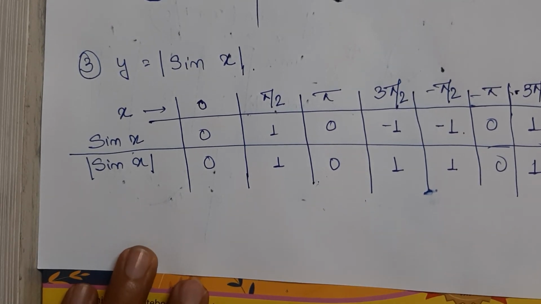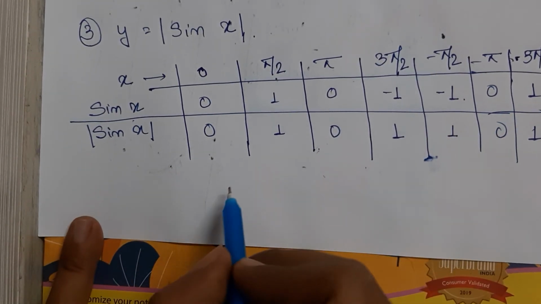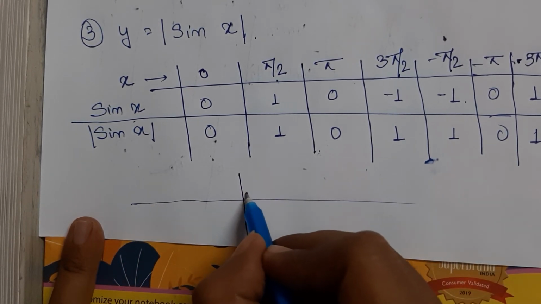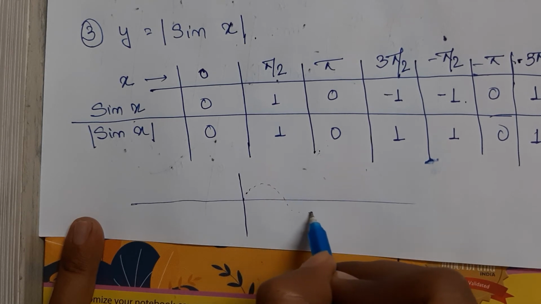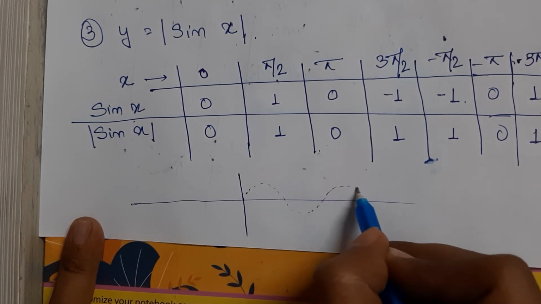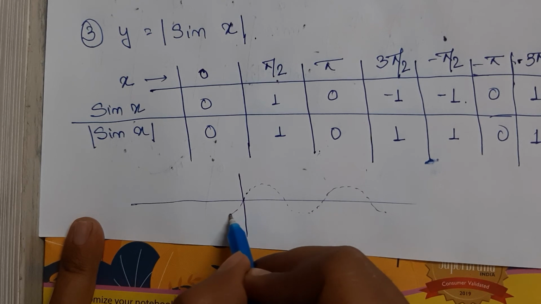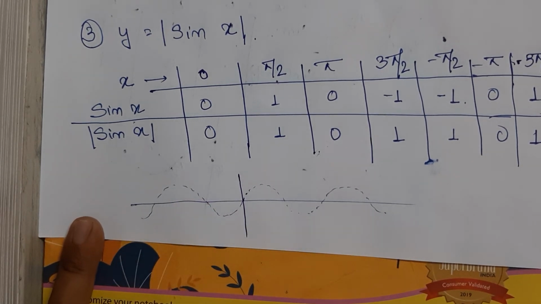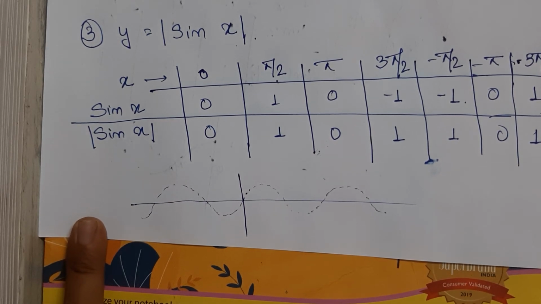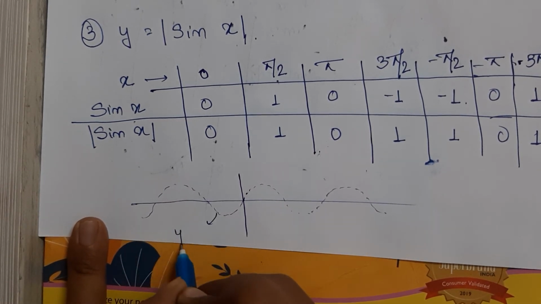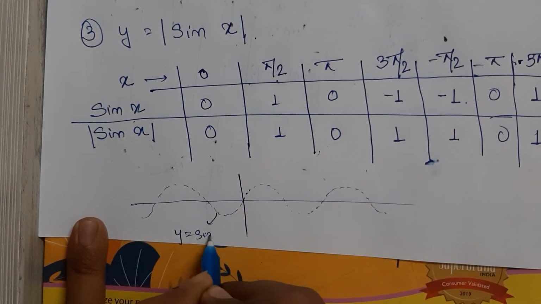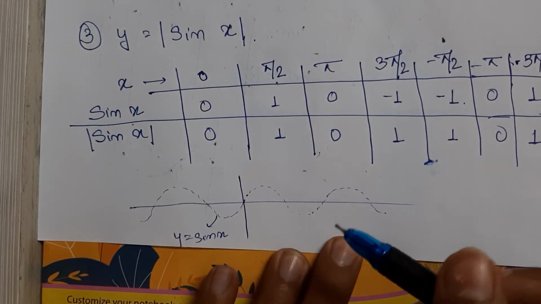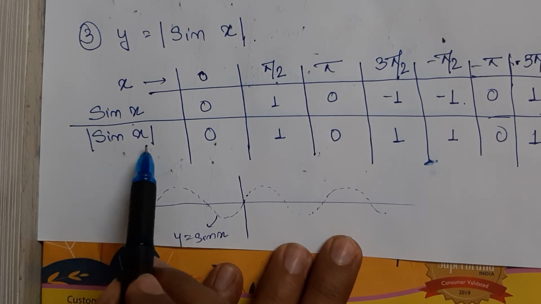Now let us see the resultant graph. I am drawing the y is equal to sin x graph in a dotted line, so you will understand it easier. This is the graph of y is equal to sin x, right? It's an easy graph, you know. Now what will be the change when y is equal to mod of sin x?